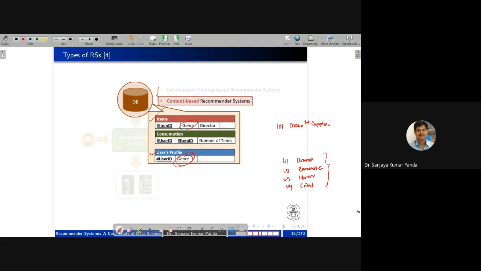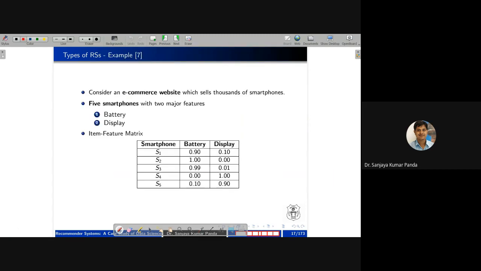Now coming to an example, so that you will know how whatever we have discussed actually works. For this, we need to consider an e-commerce website. You know, e-commerce websites like Flipkart and Amazon are selling thousands of smartphones. Okay, the number of smartphones is very, very high. But for taking a very small example, here we consider only 5 different smartphones.